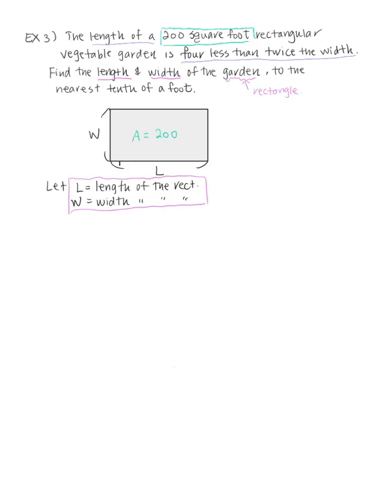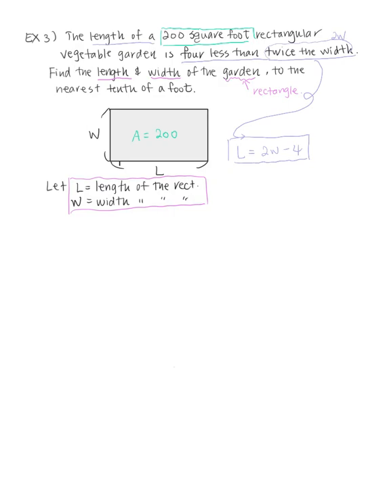So let's translate that into mathematical notation. The length of a rectangular form is 4 less than twice the width. So we're talking about L, length, is 4 less than twice the width. Now, how do I write twice the width? Twice the width means 2W, right? And then 4 less than that. So our L, the length, must be 4 less than twice the width, so that will be 2W minus 4. So that is the key equation.